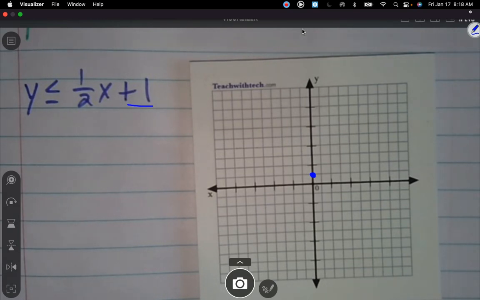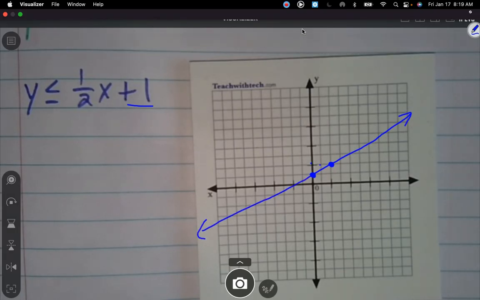Up 1 over 2. That's what I mean. Up 1 over 2. Is everybody good with that being my next point? Now, we decide, is it a dotted line or a solid line? Does it have an equal there? It does. It says less than or equal. So since there's an equal there, I draw just a normal line. Okay, I'm going to draw this solid line because it's got the equal sign.